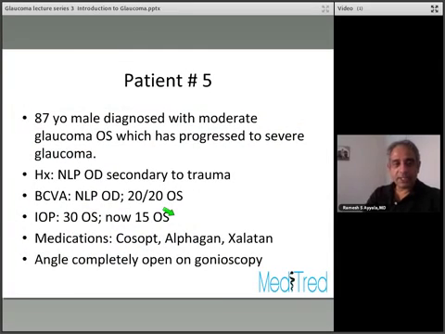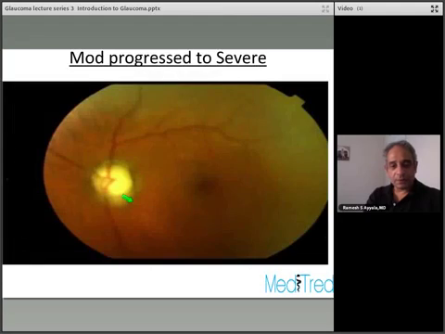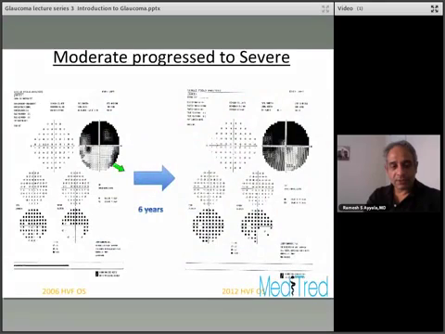Here is another example of a patient. An 87-year-old diagnosed with moderate glaucoma in the left eye, which has progressed to severe glaucoma. At presentation, intraocular pressure was 30. Following treatment, his pressure dropped down to like 15. He was on 3 drops, Cosopt, Alphagan, and Xalatan. Gonioscopy showed open angles, and you can see that his optic nerve is completely blown out in this situation.